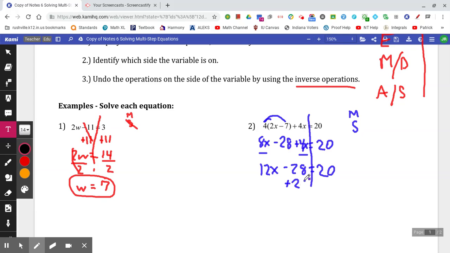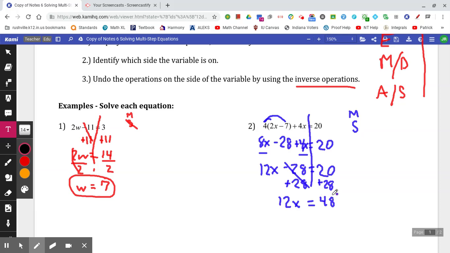So if we were subtracting 28, we are now going to add 28 to both sides. Negative 28 plus 28, those zero out, those cancel out. That's going to leave us with just 12x on the left-hand side equals, and then on the right-hand side, we have 20 plus 28, which gives us 48.